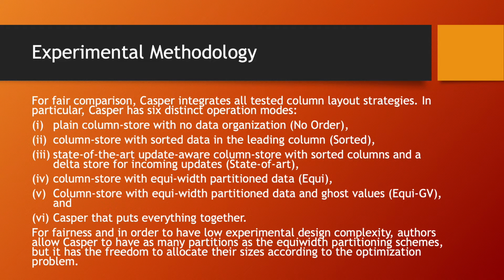First, plain column store with no data organization; column store with sorted data in the leading column; state-of-the-art update-aware column store with sorted columns and a data store for incoming updates; column store with equi-width partition data; column store with equi-width partition data and ghost values; and Casper, that puts everything together. For fairness and in order to have low experimental design complexities, authors allow Casper to have as many partitions as equi-width partitioning schemes, but it has the freedom to allocate their sizes according to the optimization problem.